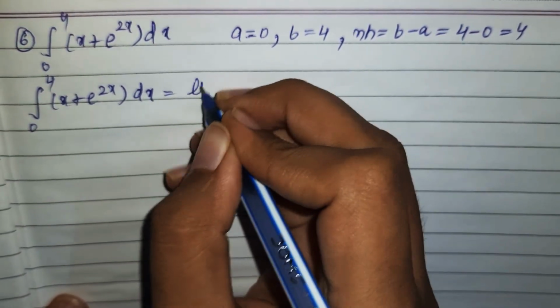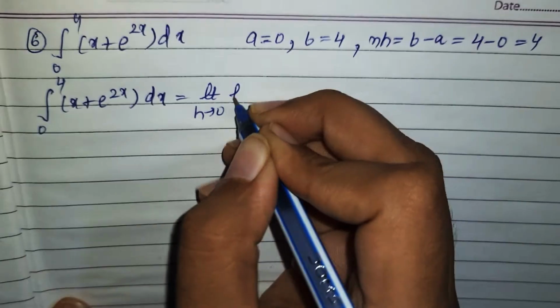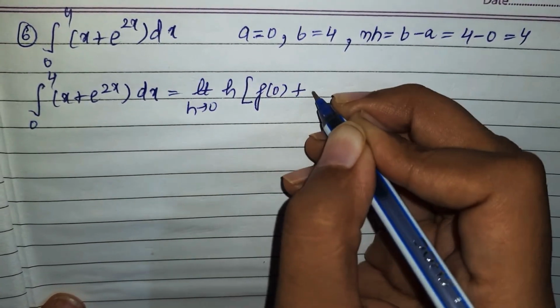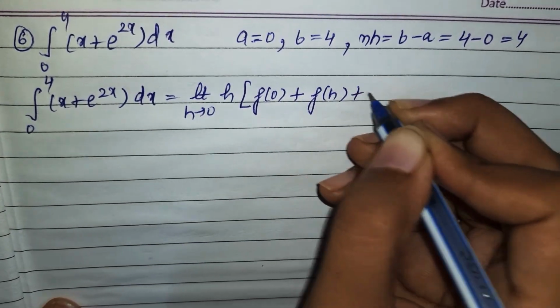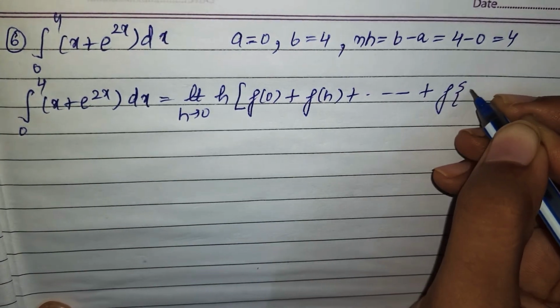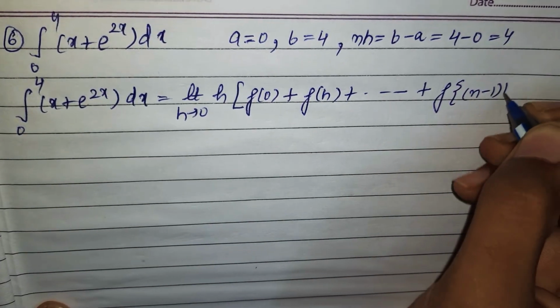So this is limit h tends to 0 of h times [f(a), which is f(0), f(a+h), which is f(h), up to f(a+(n-1)h), that means 0 plus (n minus 1)h].